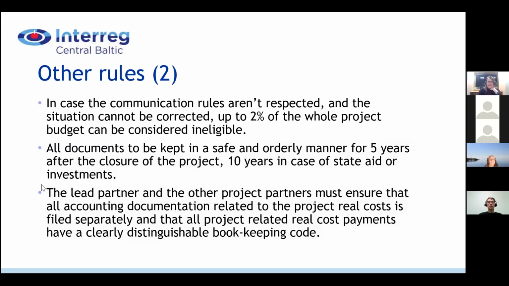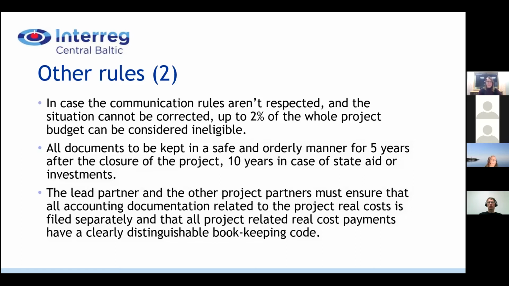Some other things, these will be later, after the project is implemented, but also important to remember now and to consider. In case the communication rules are not respected, the situation cannot be corrected. In these cases, about 2% of the whole project budget could be considered ineligible, depending on the situation, but up to 2%. As usual, all the documents have to be kept in a safe and orderly manner for 5 years after the closure of the project, and it would be 10 years in case of state aid or in case of investments.